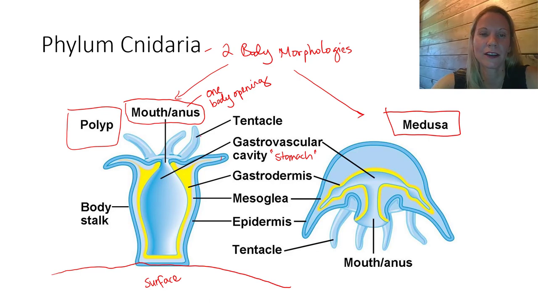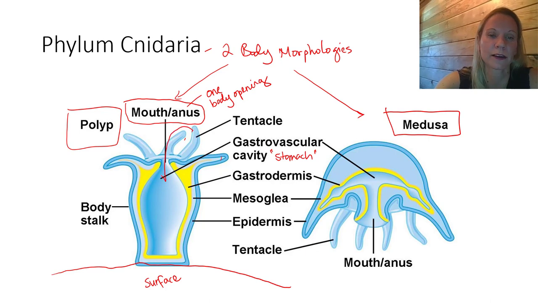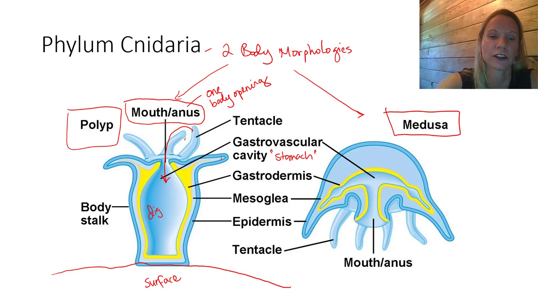So the function of the tentacles is to sting the prey, capture the prey, and push the prey into this opening here, into the gastrovascular cavity, where digestion can occur.